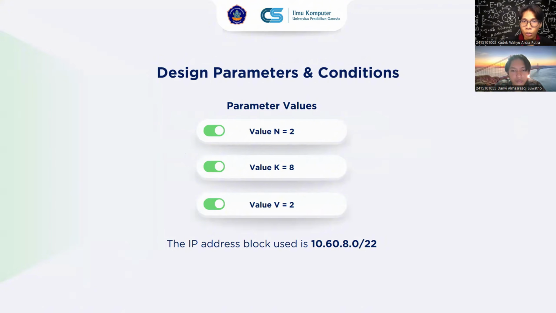condition. Okay, in our project, we have the parameter values: the value of n is 2, the value of k is 8, and the value of v is 2. Given these values, we are managing the IP block 10.60.8.0/22. Our primary objective is to build 6 LAN subnets serving different divisions while ensuring inter-router connectivity operates with maximum efficiency.